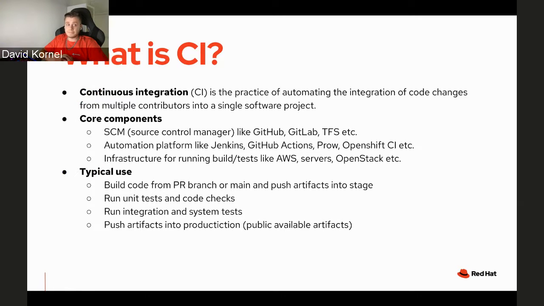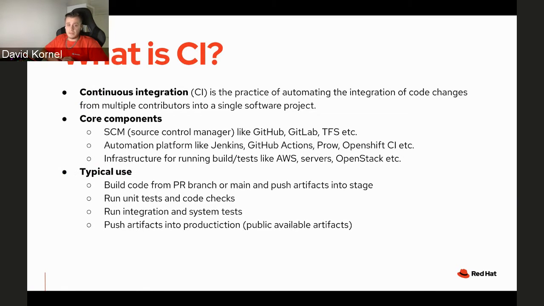Next slide, please. Yeah. So what is a CI? You can find many definitions on the internet, so I picked this one. CI is a practice of automating the integration of code changes from multiple contributors into a single software project. Basically, it is a collection of tools which helps you to work on the software code with multiple contributors and also continuously test it. A CI system has 3 core components.